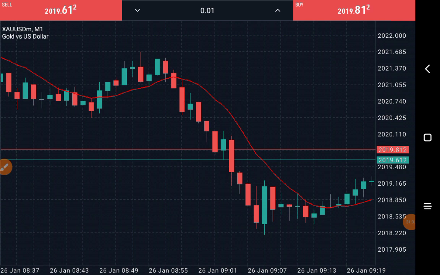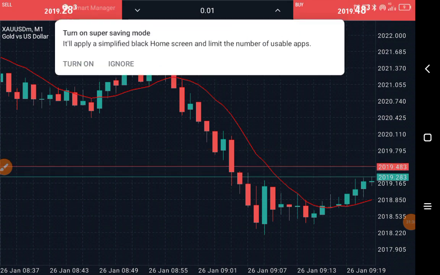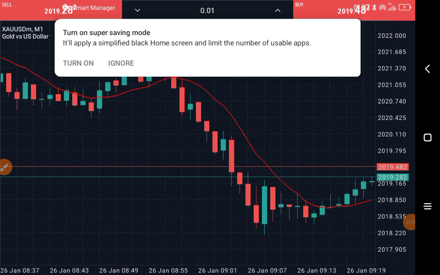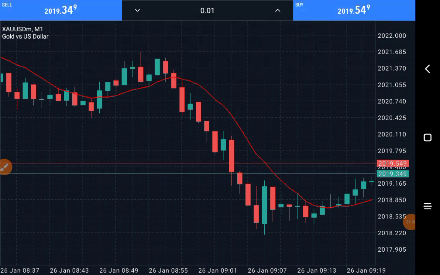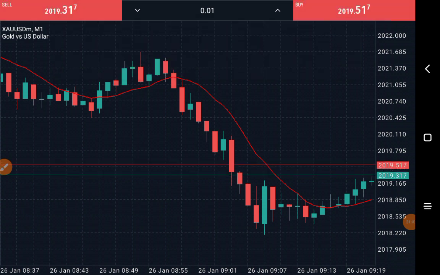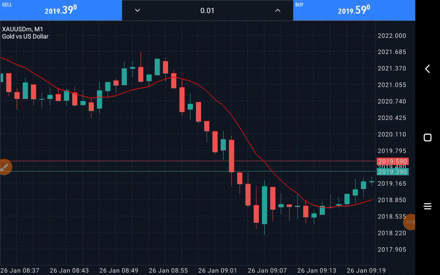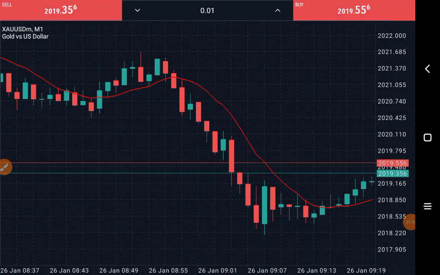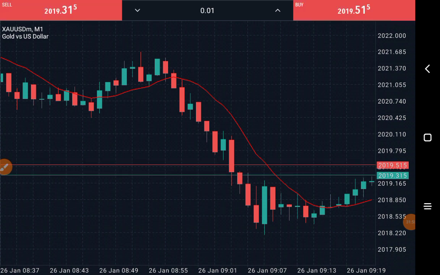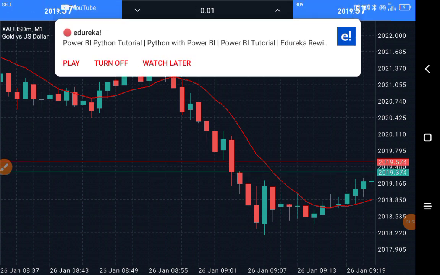So when it crosses down like this, it's giving you a signal that the price might be falling. You understand? It means that the dollar might start gaining more strength against gold. All right, so that is it.